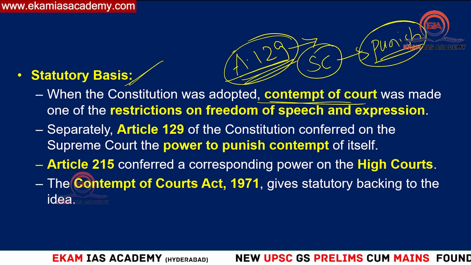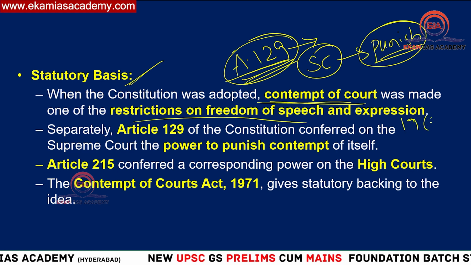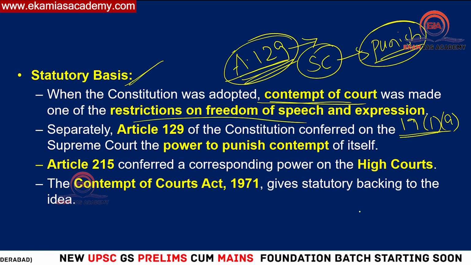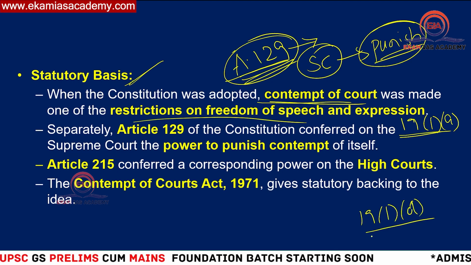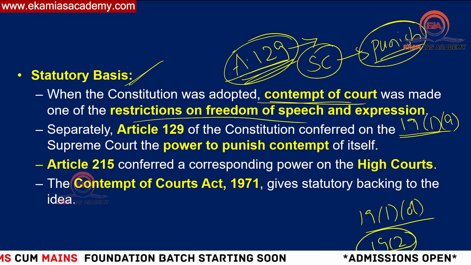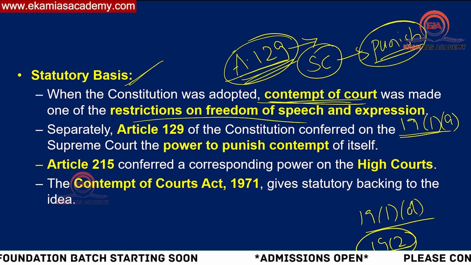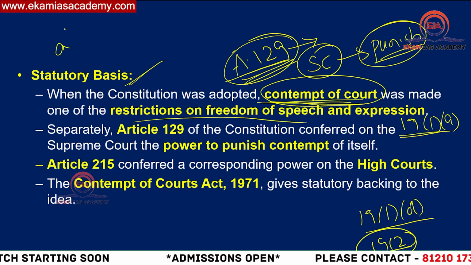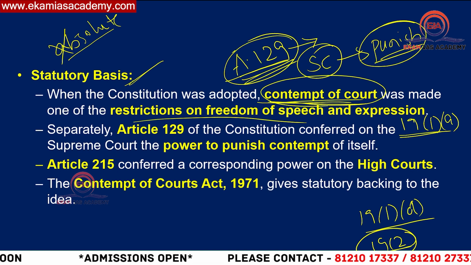But it is also explicitly there in the restrictions on freedom of speech and expression. Freedom of speech and expression is part of Article 19 clause 1A, and under 19 1A to 1F you have different fundamental rights. But in 19 clause 2, some reasonable restrictions can be imposed on these freedoms. One ground of restriction is contempt of court, because fundamental rights are not absolute, so they can be restricted under some restrictions.